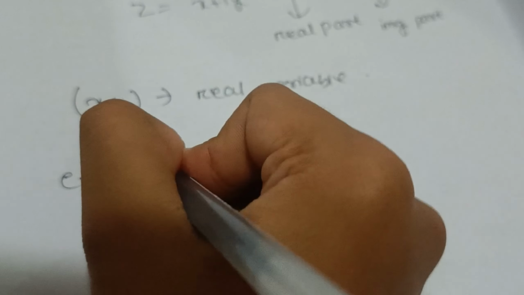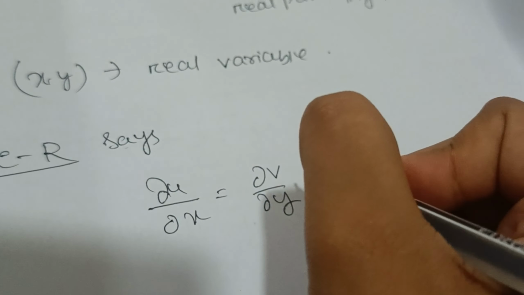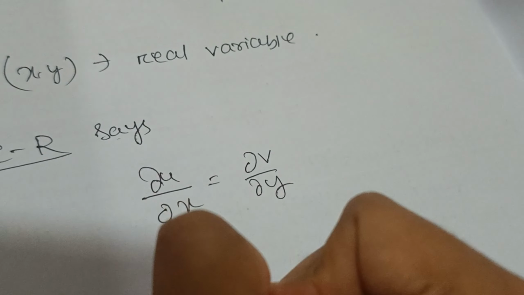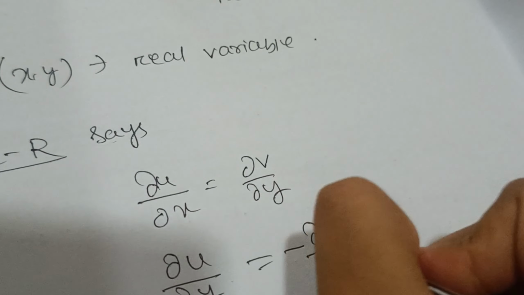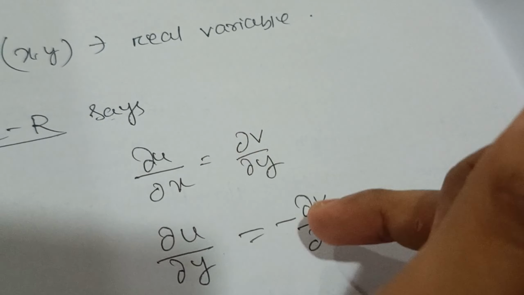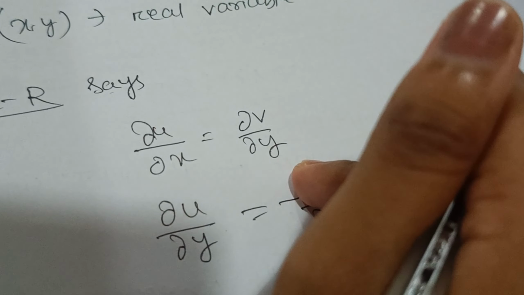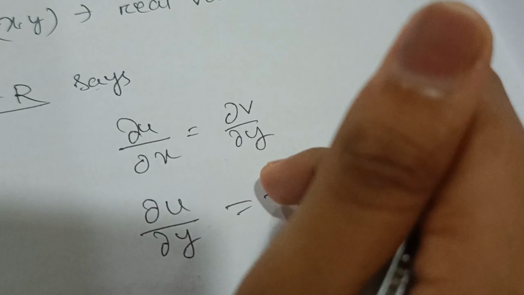And the Cauchy-Riemann equations say: del u by del x equals del v by del y, and del u by del y equals minus del v by del x. These two equations are partial differential equations that relate the real and imaginary parts of f of z.